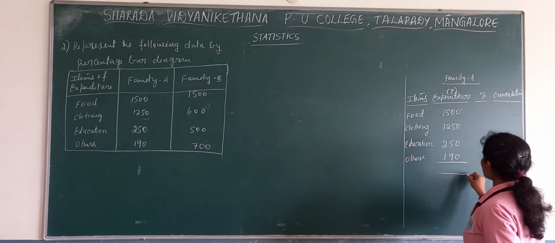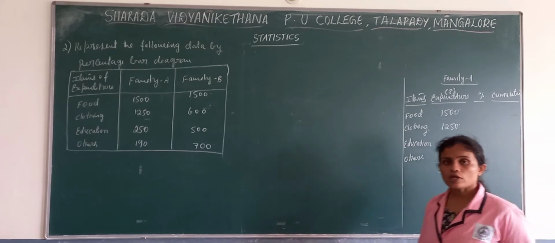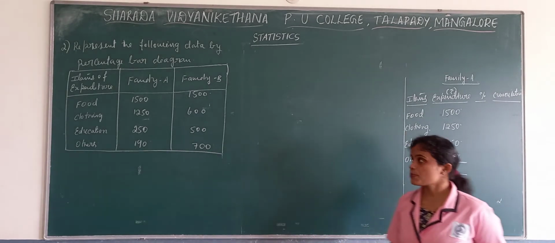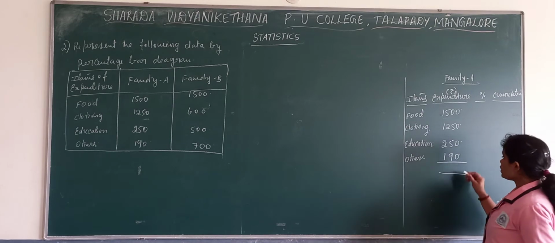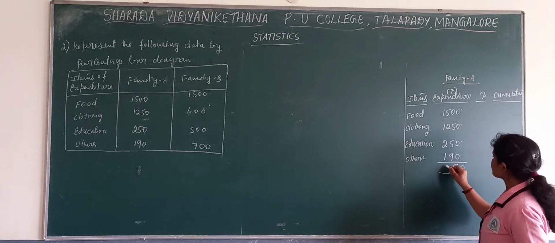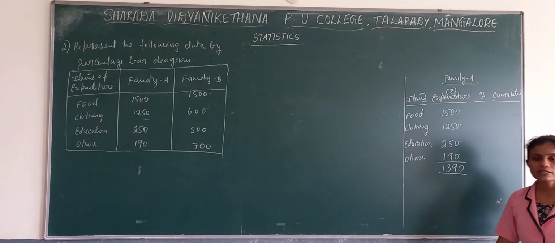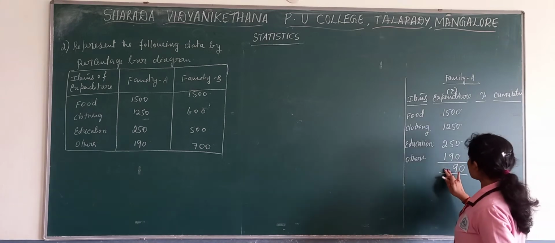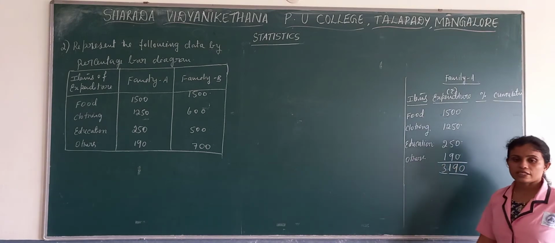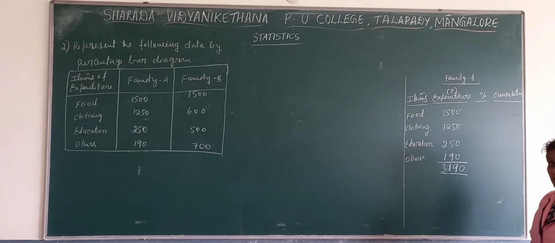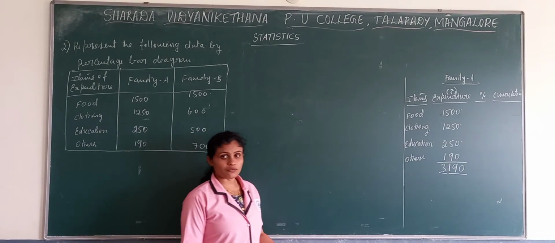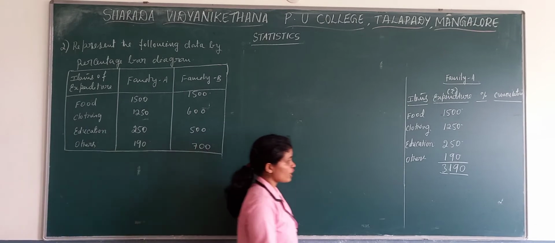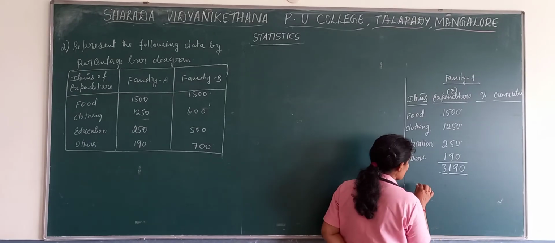Now what do we need to do initially? Initially, we need to total the expenditures they have given. When we total it, we get 3,190. Now we need to find the percentage of an individual component. What is the formula for that?